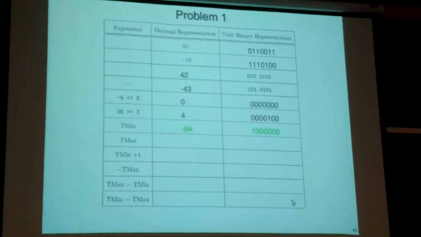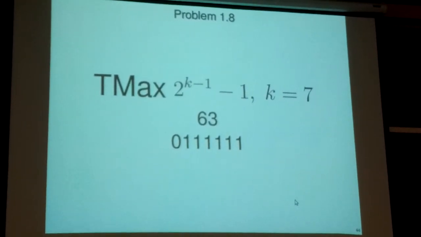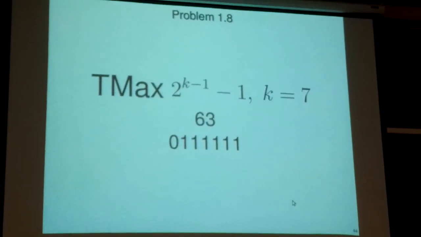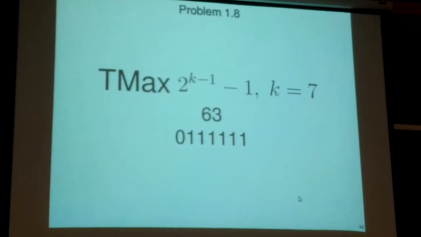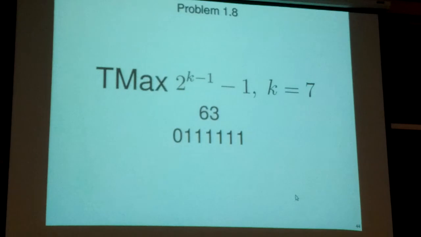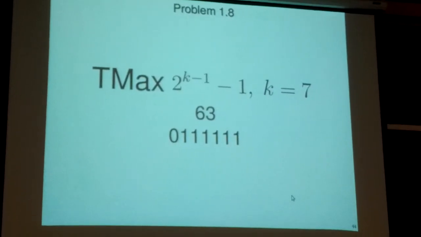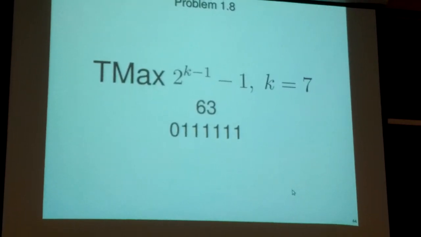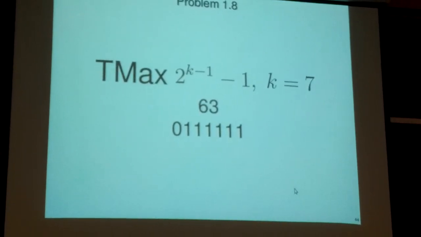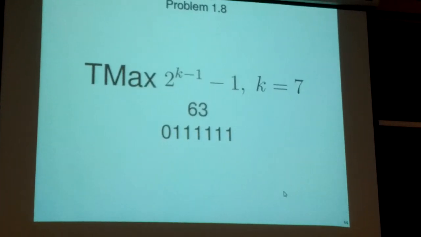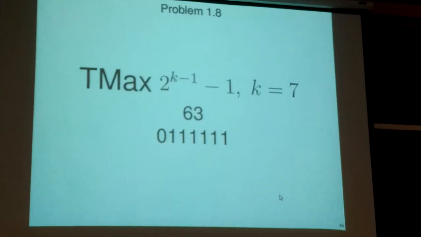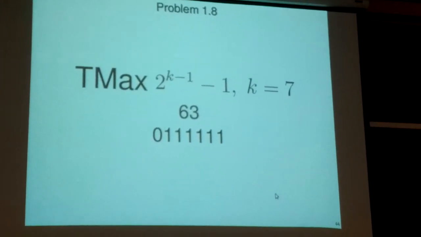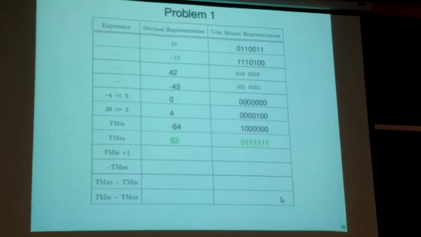T max is you leave the sign position 0 and you fill in all the rest with 1s. Or you can take 7 minus 1, 2 to the 6, 64, minus 1 is 63. That is the T maximum number. Feel free to interrupt, but I'm going to run faster through these first kind of data format questions.